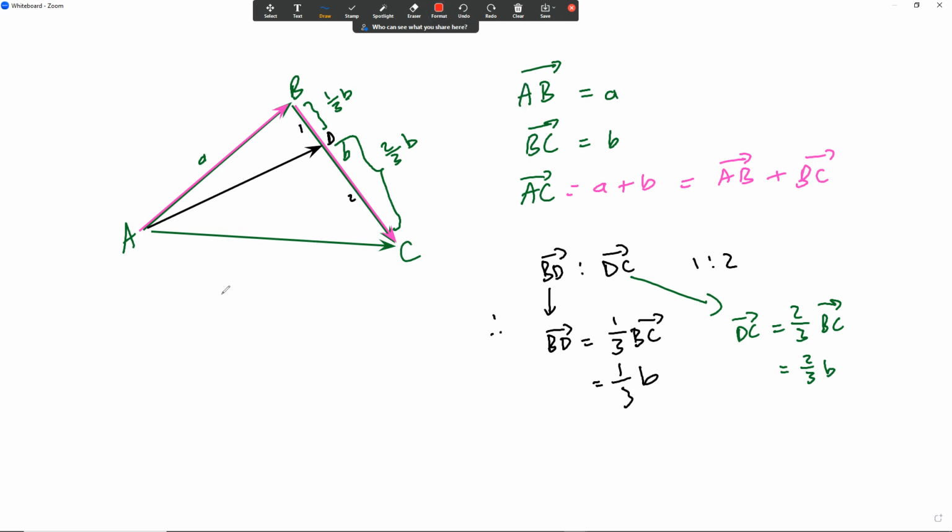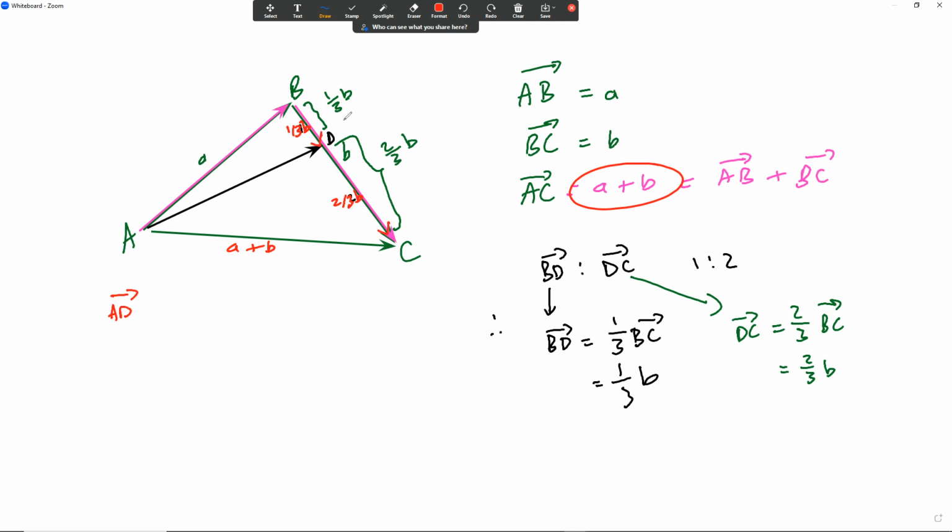Now I'm traveling the path. Let's say I want to get from A to D. I know what AC is. I just said AC is A plus B. I know that this over here is 1/3 of B, and I know that this over here is 2/3 of B as well, and it's going in that direction.